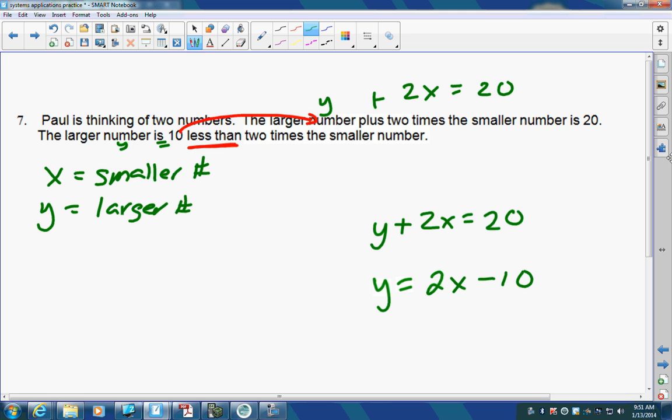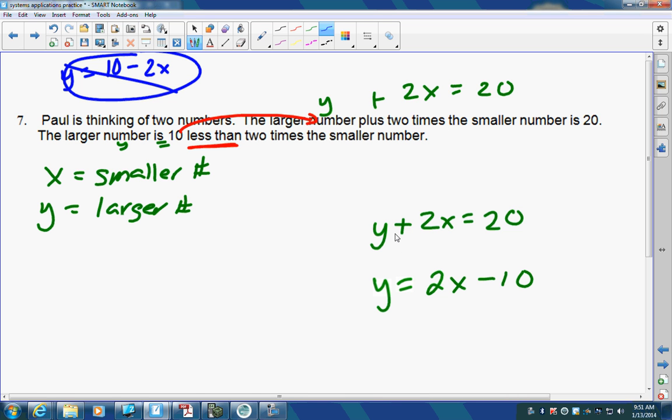Be careful, because did you make the mistake in writing y is 10 minus 2x? See, that's not right, so be careful. Now look at these. I can use substitution on them. Let me make sure I wrote this right. The larger number is plus 2 times the smaller, yes.